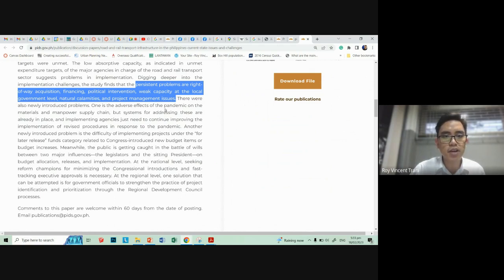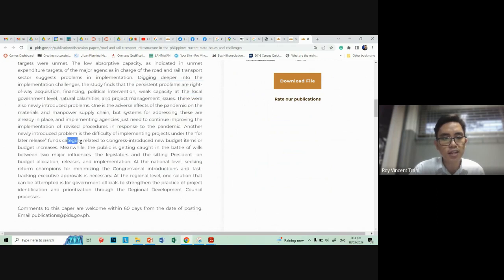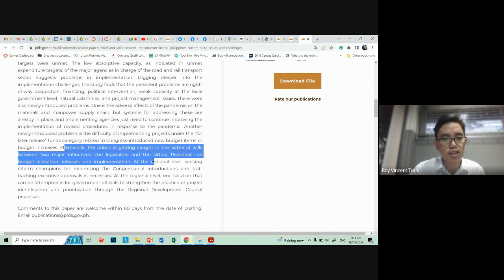One is the adverse effects of the pandemic on materials and manpower supply chain. So it makes sense. A lot of people had to stop work during the pandemic. But systems for addressing these are already in place, and implementing agencies just need to continue improving the implementation of revised procedures in response to the pandemic. Another newly introduced problem is the difficulty of implementing projects under the later release funds category. This was a bit high level now. Meanwhile, the public is getting caught in a battle of wills between two major influences, the legislators and the sitting president, on budget allocation, releases, and implementation.